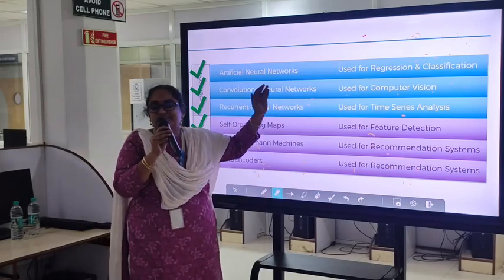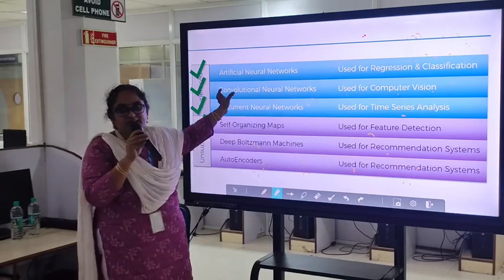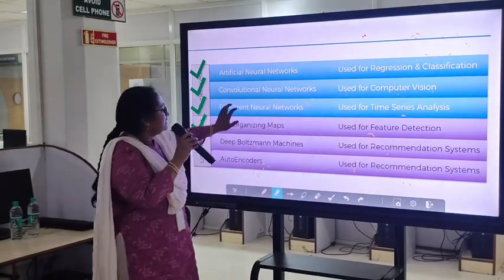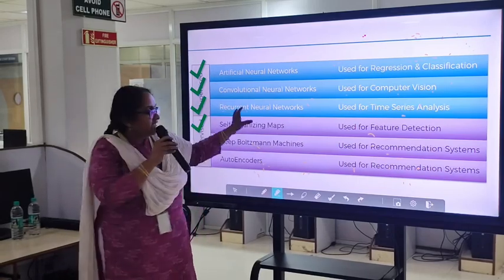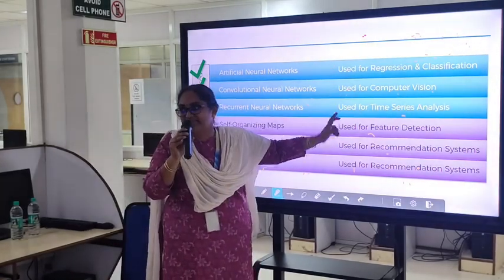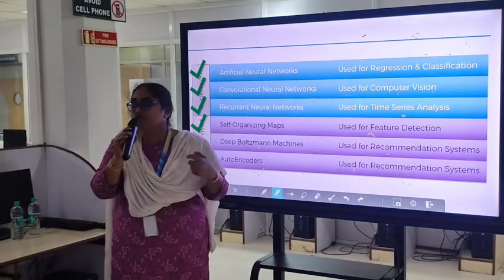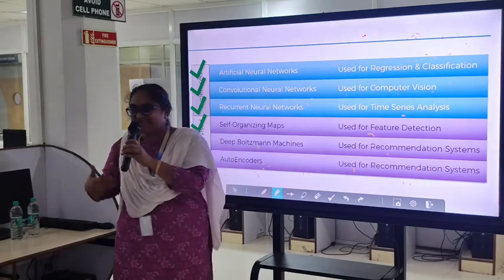Convolution neural networks can be used for text-based tasks also, but usually they are applied for image processing and computer vision. Then you have the recurrent neural networks that I told you just now. They are used for time series analysis. What is an example of a time series analysis? Weather forecasting, humidity. Anything that changes with time, every second it changes.